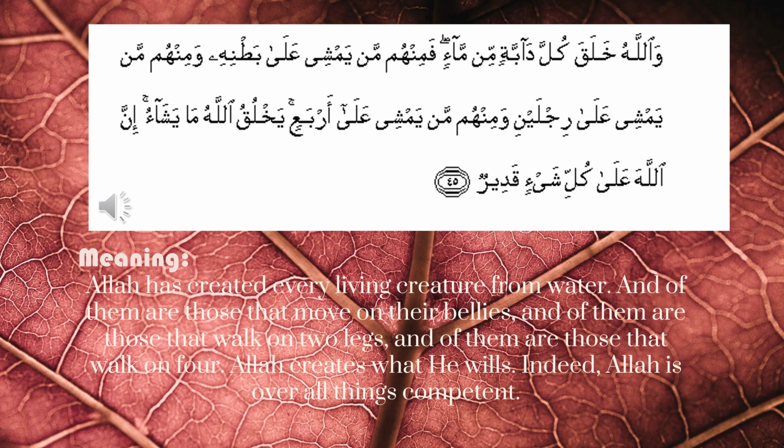The meaning is: Allah has created every living creature from water, and of them are those that move on their bellies, and of them are those that walk on two legs, and of them are those that walk on four. Allah creates what He wills. Indeed, Allah is over all things competent.